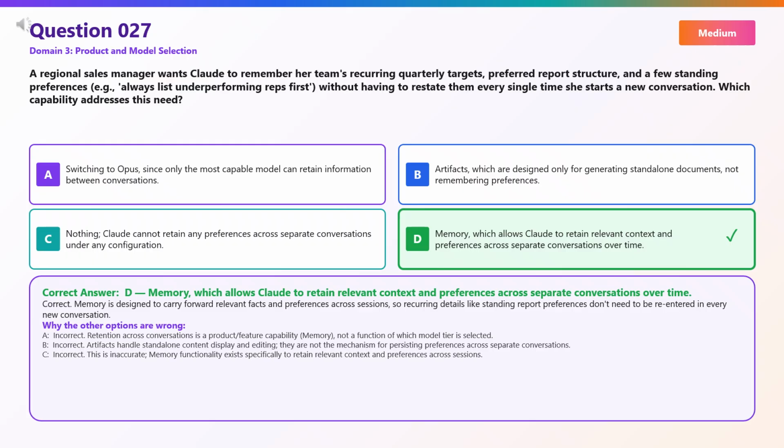Now, why the other options are wrong? A. Switching to Opus, since only the most capable model can retain information between conversations, is incorrect. Retention across conversations is a product feature capability, memory, not a function of which model tier is selected. B. Artifacts, which are designed only for generating standalone documents, not remembering preferences, is incorrect. Artifacts handle standalone content display and editing. They are not the mechanism for persisting preferences across separate conversations.